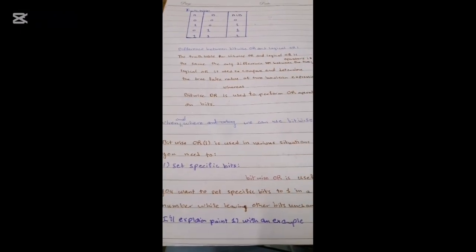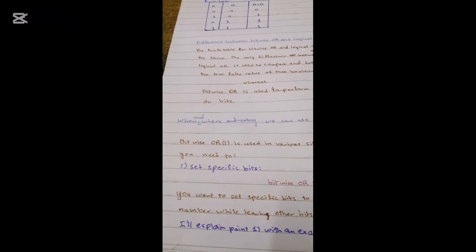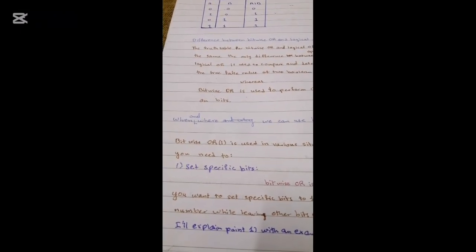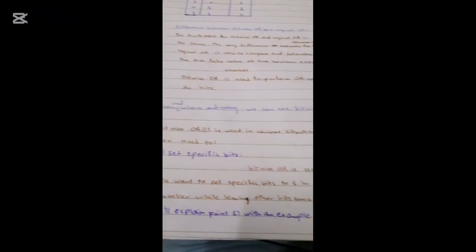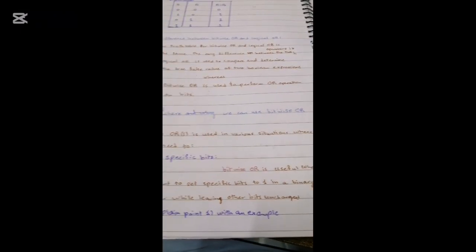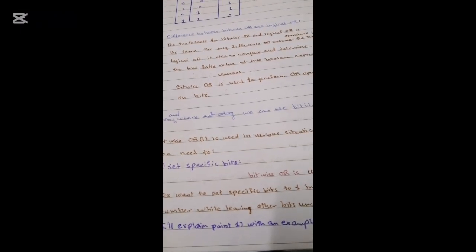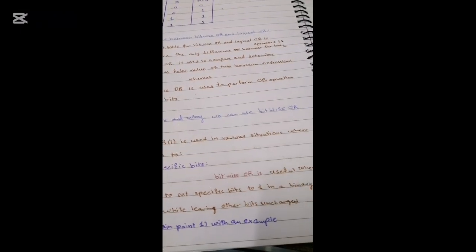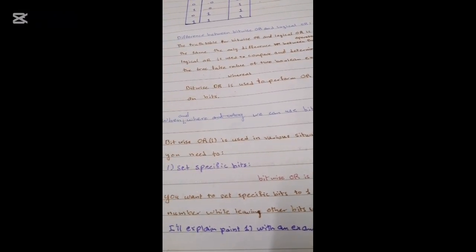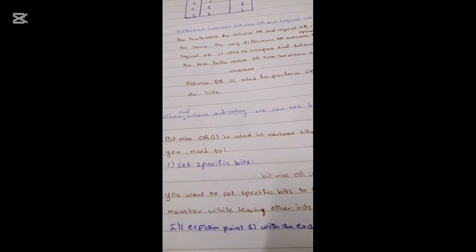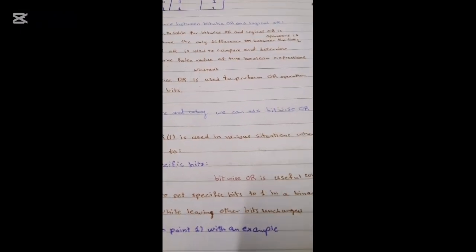Bitwise OR is used in various situations where you need to set specific bits. Bitwise OR is useful when you want to set specific bits to 1 in a binary number while leaving other bits unchanged. Now I'll explain point number 1 with an example.